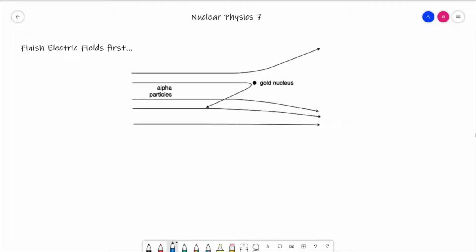Now we know that the alpha particles were scattered at different angles. We're not going to look at all of the different angles because the physics there becomes extremely complicated and is really a degree level way of looking at it. What we're going to be focusing on today is what happens with the particles that are pretty much backscattered.